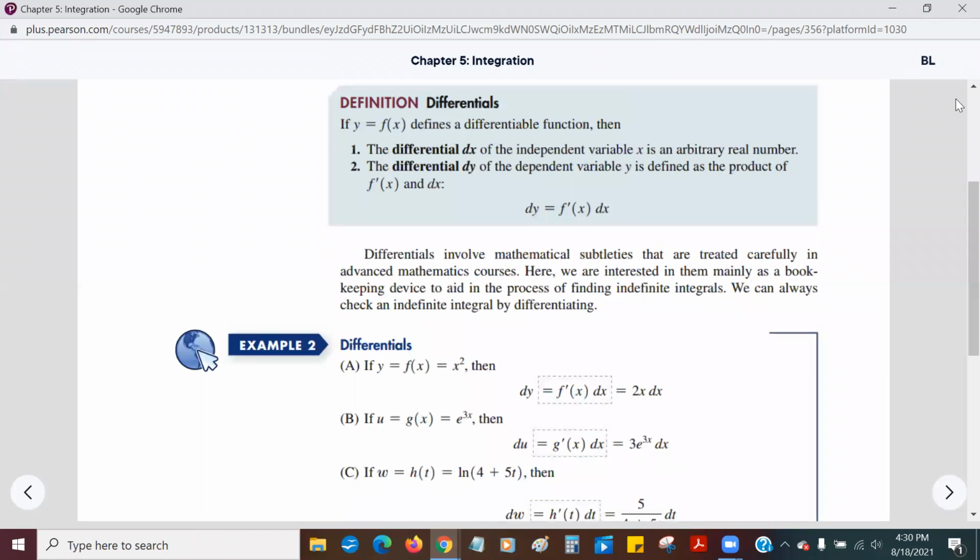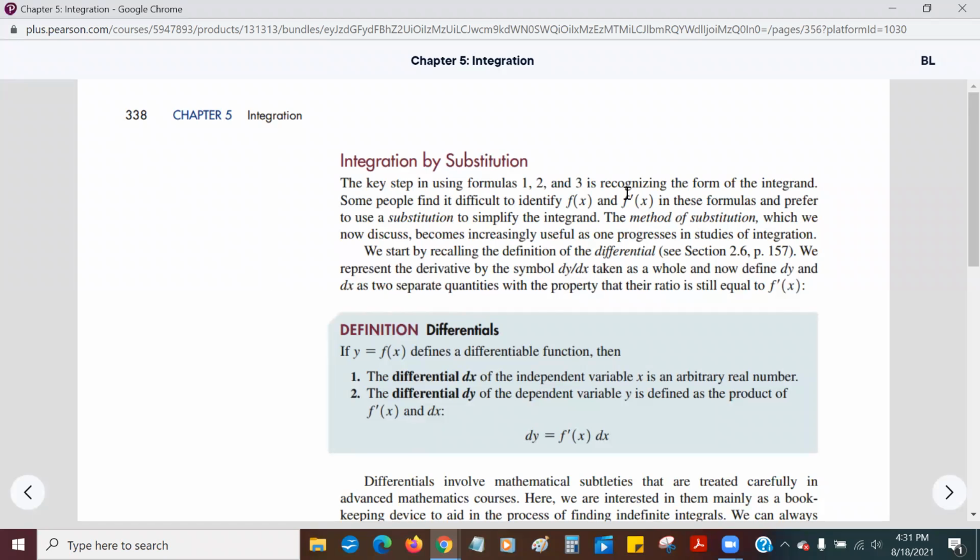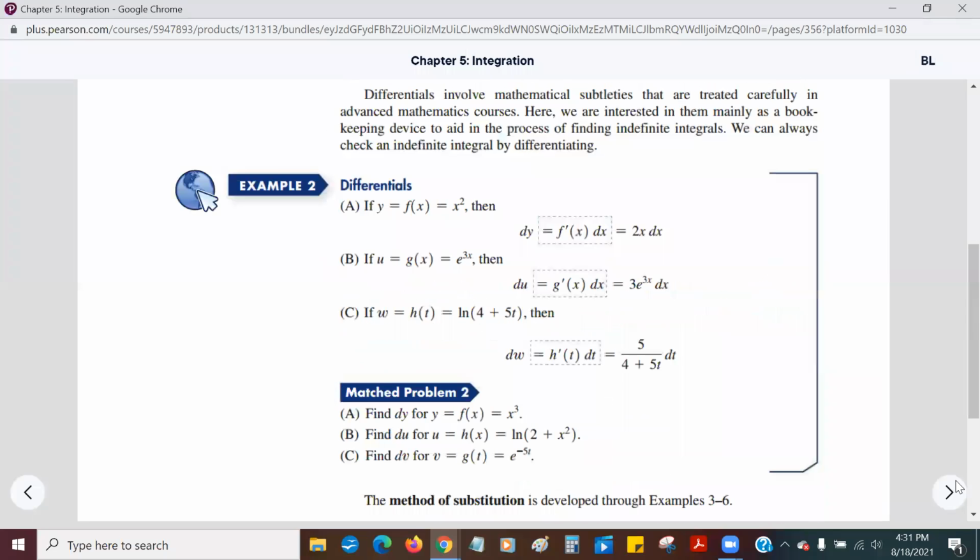This whole thing with differentials is really just another way of saying what we've been doing the whole time. If dy/dx is equal to f prime of x, that means dy is equal to f prime times dx. It's easier than it looks. So y is equal to f of x, which is x squared, so dy/dx is 2x. That means dy is equal to 2x dx. Just another way of writing it.